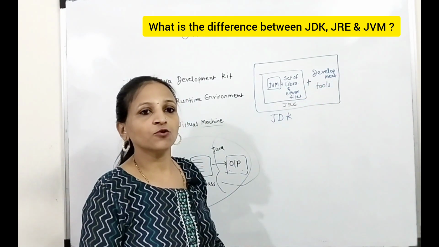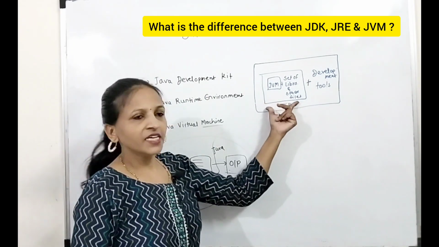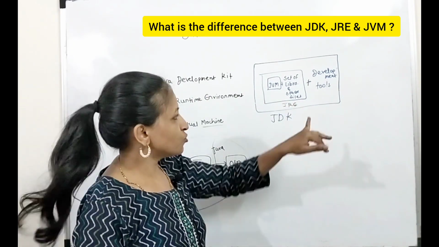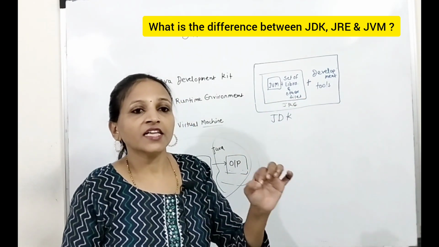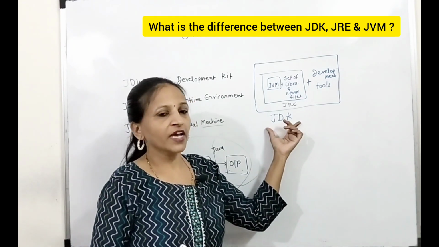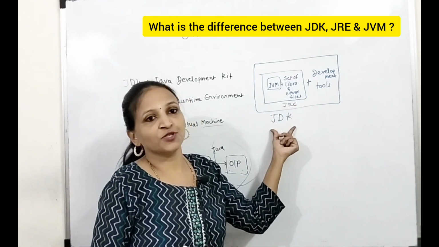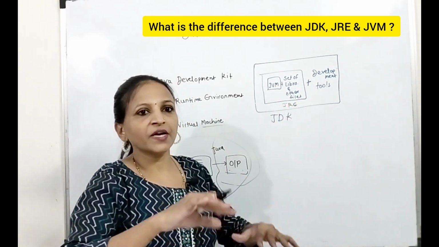It means development tools are required for developing your Java program, and the JRE is for execution of the Java program. To develop as well as to run, whatever is needed, that environment will be provided by the JDK. Now, JRE is a part of JDK. Again, it is available as a separate package also.